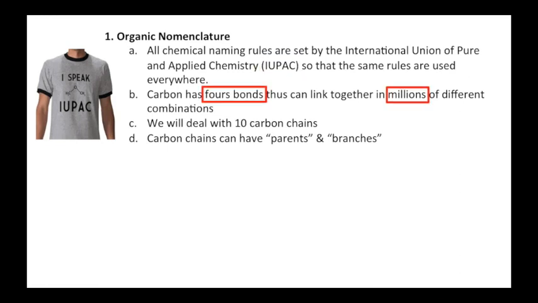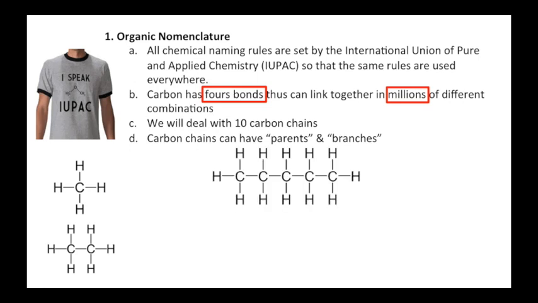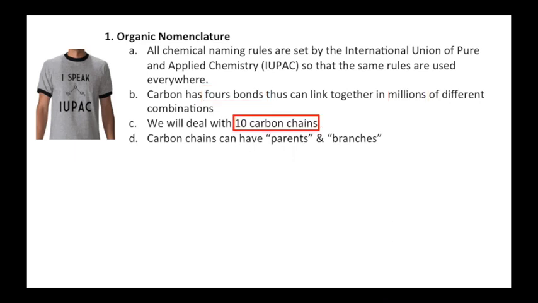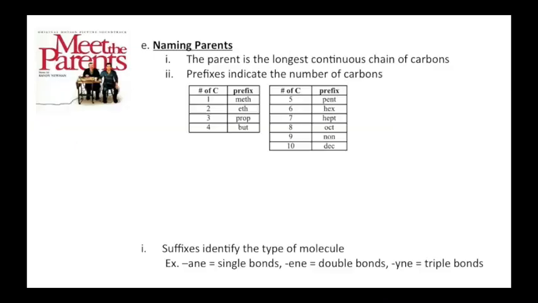Okay, here we go. All carbons have 4 bonds around them, and because they have 4 bonds, they can make millions of combinations. So, like, there's 1 carbon. There's 2 carbons. But because there's 4 bonds, you can just keep linking them together and just keep going, and these can be really, really long chains. But we're only going to deal with 10 carbon chains. Now, with the molecules we deal with, there's going to be parents and branches. So let's talk about those.